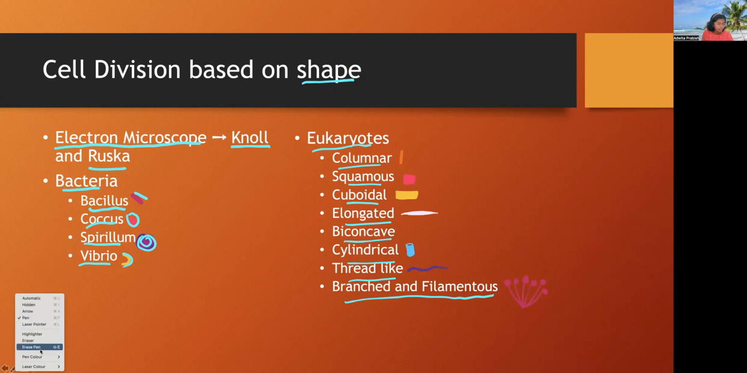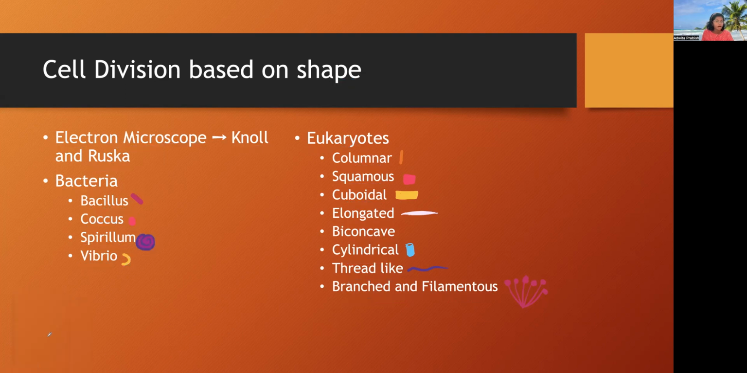So starting off with some examples of bacillus. So Bacillus subtilis. Coccus, Streptococcus. Spirillum, Azospirillum. Vibrio is Vibrio cholerae.